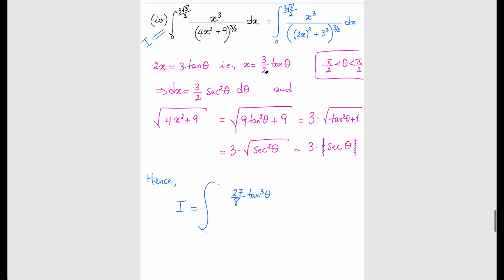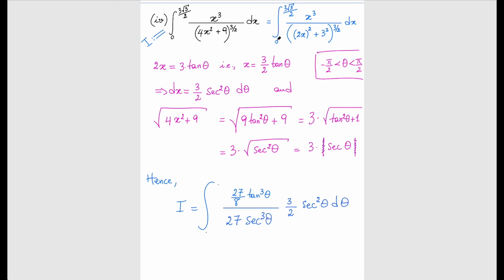Why? Because x is 3 over 2 tangent theta. So multiply this 3 times by itself, you gotta get 27 over 8 times tangent cube divided by this guy, so the square root cube, right? The square root cube. So it's gonna be this guy cube, so divided by this guy cube, which means 27 secant cube theta, right? And dx is all this guy. So 3/2 secant squared theta d theta. Okay, I still have the bounds, don't forget about that.